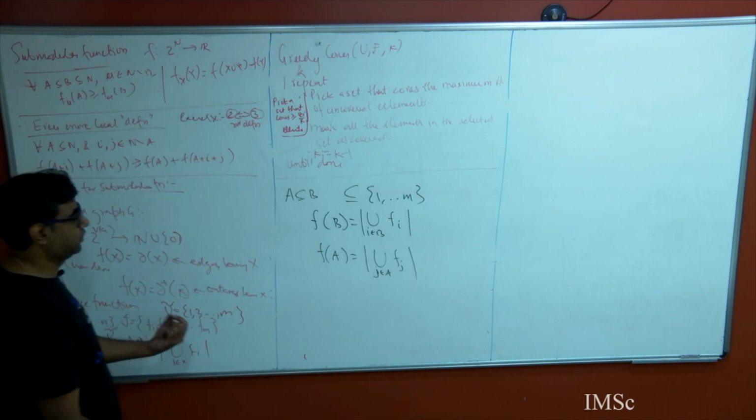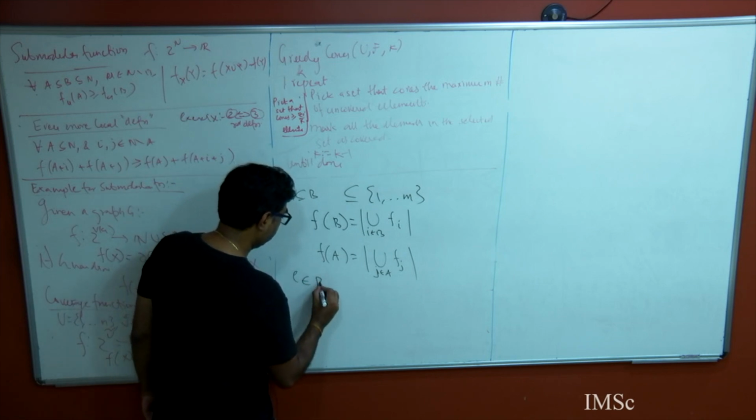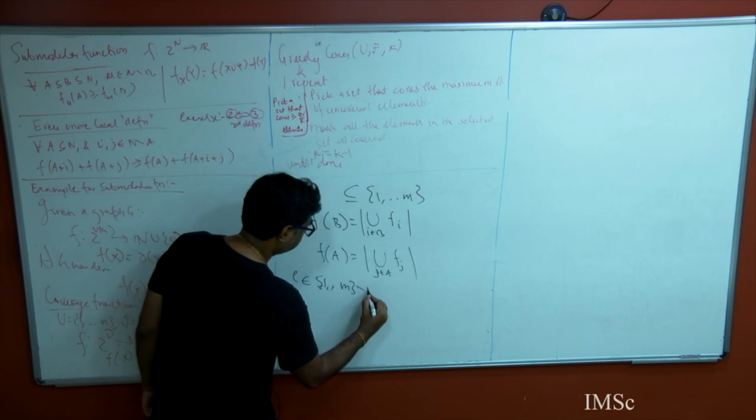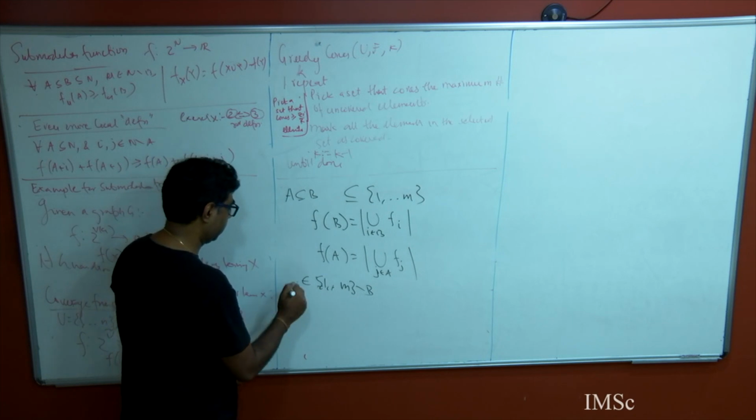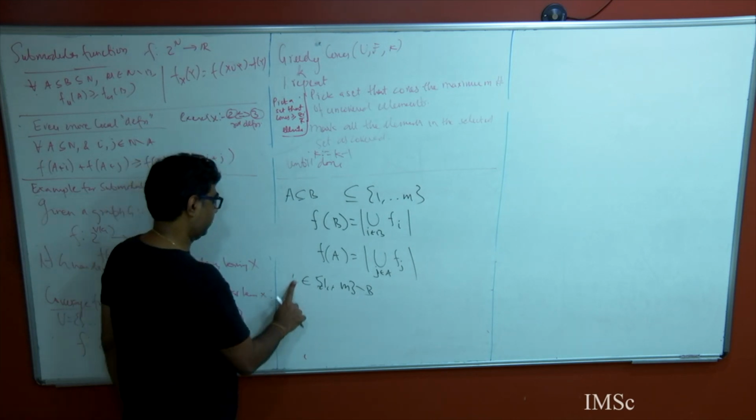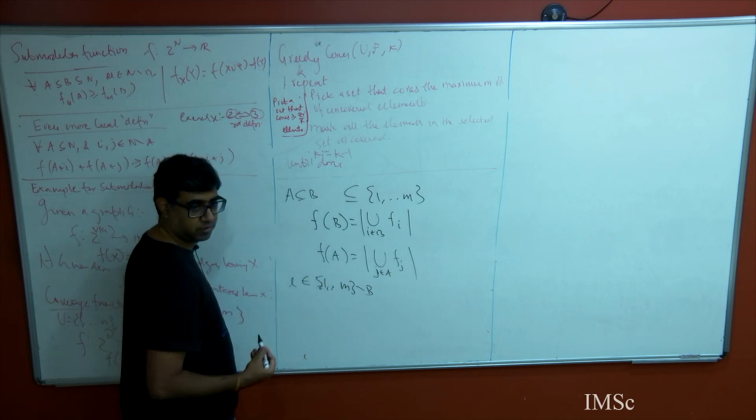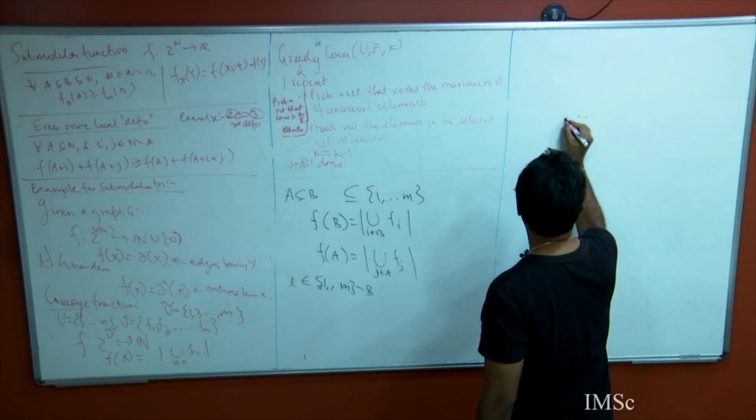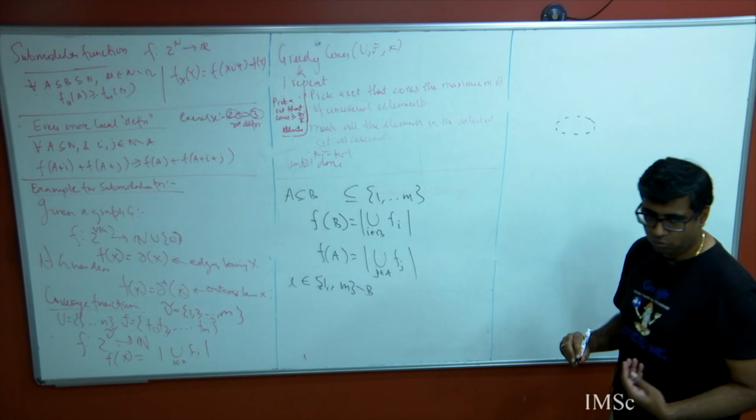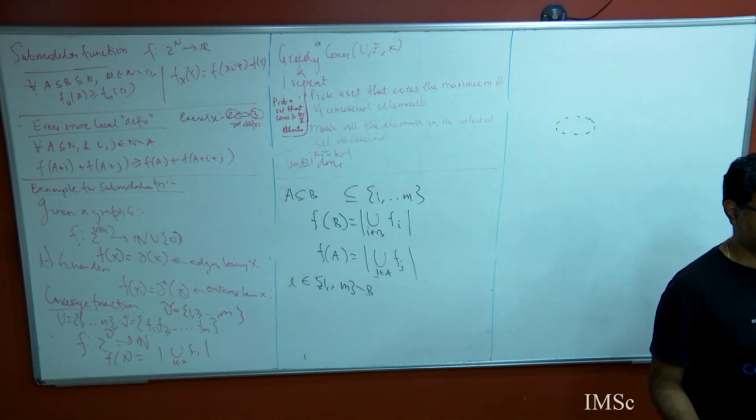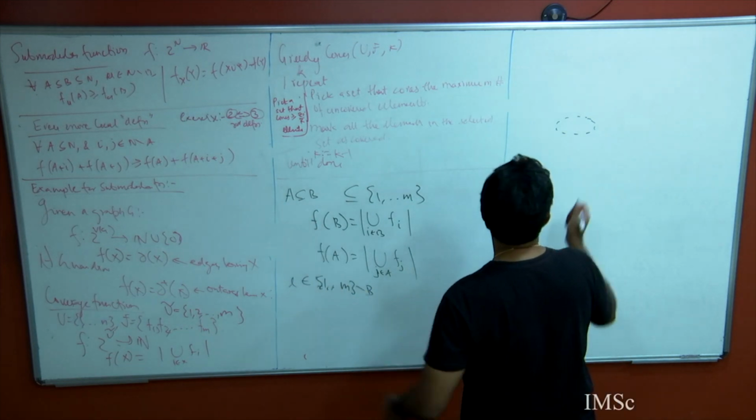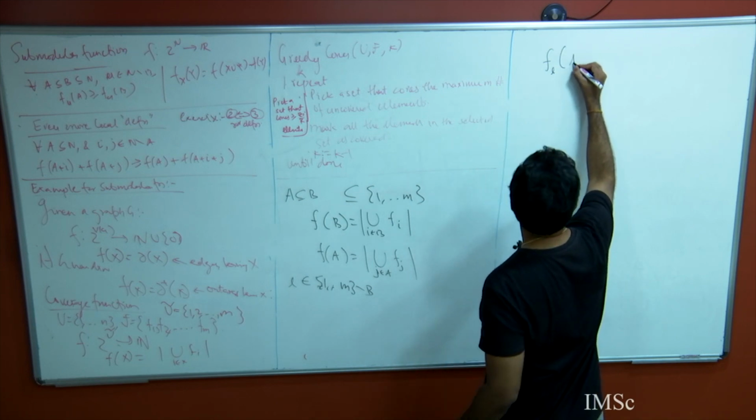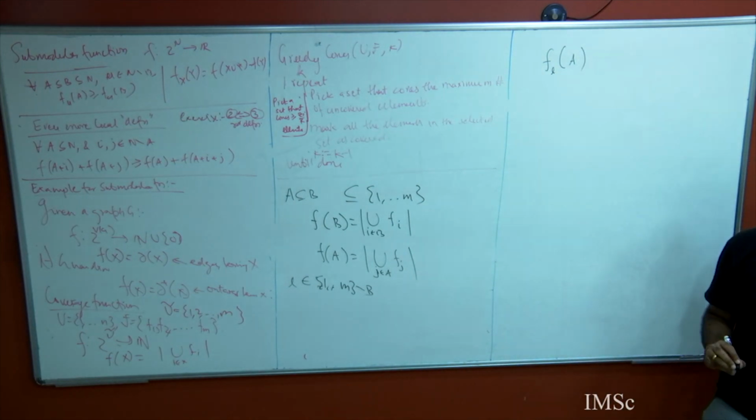Now you pick up an element which is in 1 to m minus B. Let's pick up that element, let's say L. Now what are you looking for? You are looking to add it, and to see how many new elements this adds, right? So what is the meaning of f_L of A, right? What is the meaning of f_L of A?